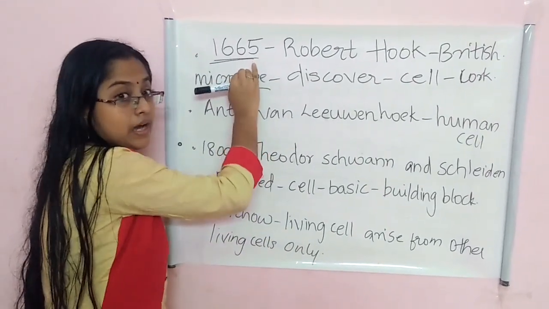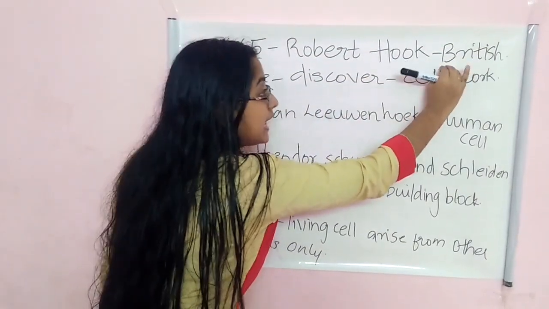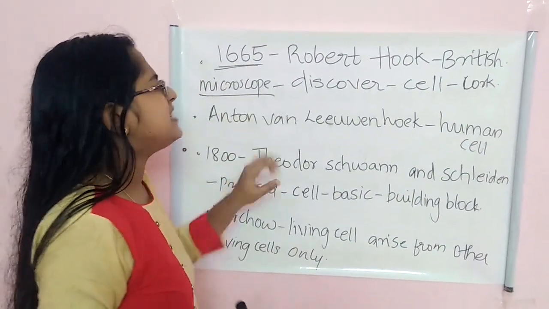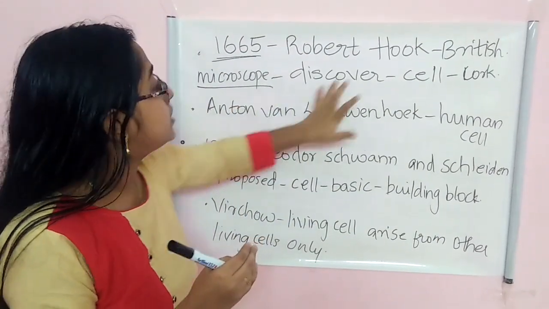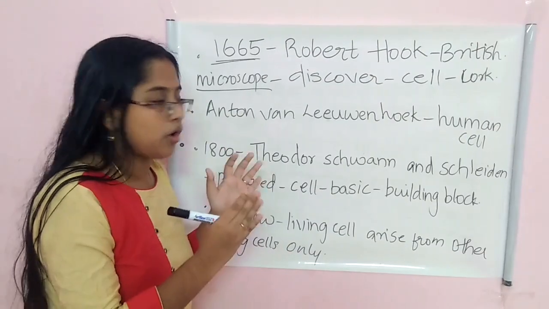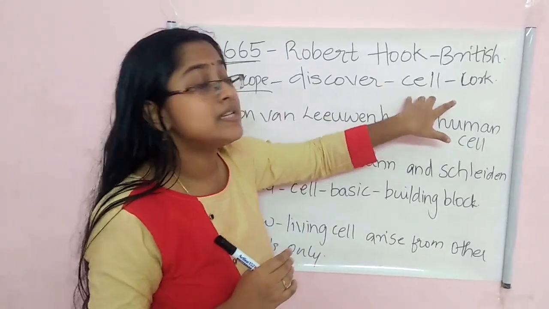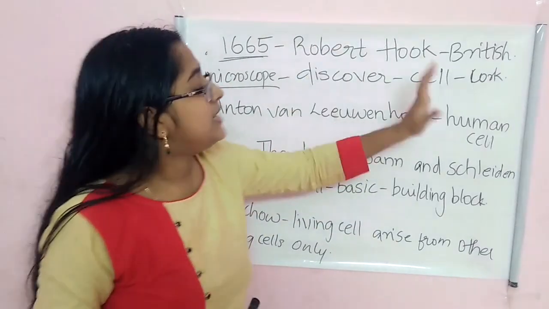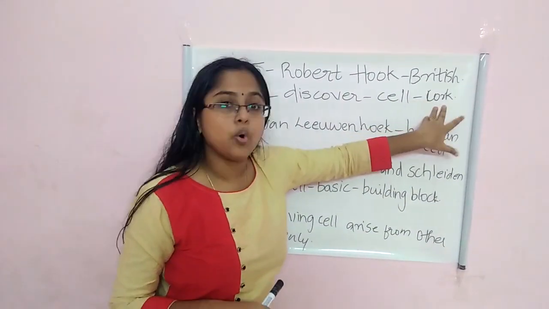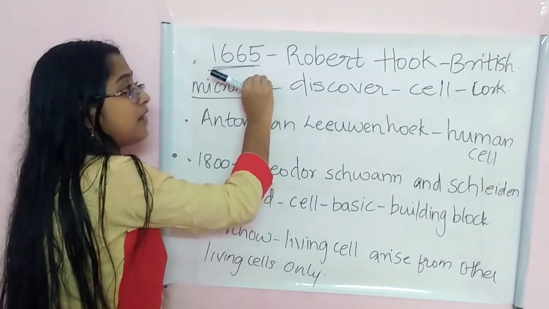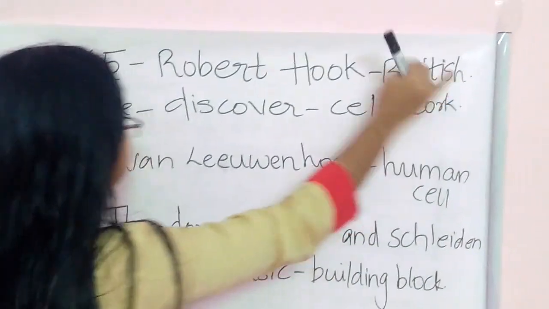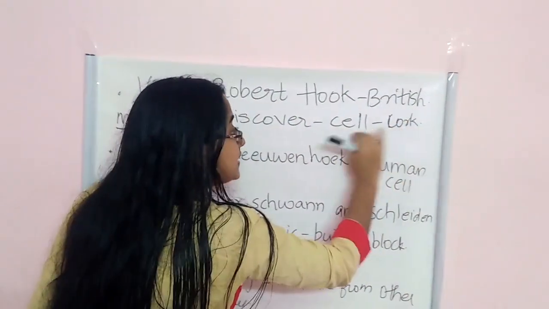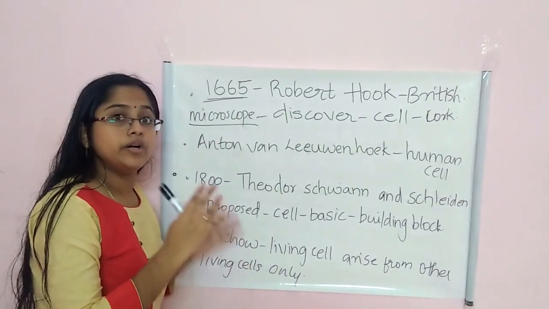So in 1665, Robert Hooke, a British scientist, used a microscope. It is not that strong, but he discovered the first cell, which is from cork. Cork cell, it's non-living. So he is the first one who discovered a cell from the cork. I'm repeating once more: in 1665, Robert Hooke used a microscope of that era to discover the cell in the cork. I hope you understand.